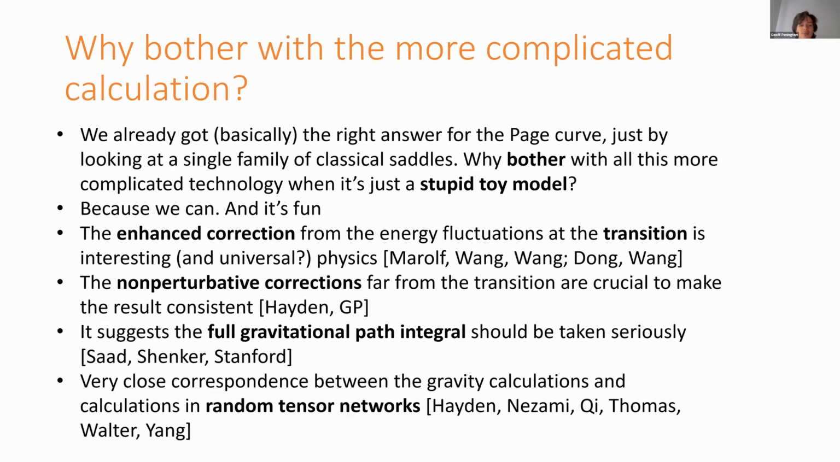Okay, Edward Witten. Can you say a word about what you meant at the end about how the gravitational path integral gave answers similar to random tensor networks? I'm afraid my internet went a bit bad there, but as I understood the question, it was about this connection with random tensor networks that I mentioned on the final slide. Is that right? Yeah.